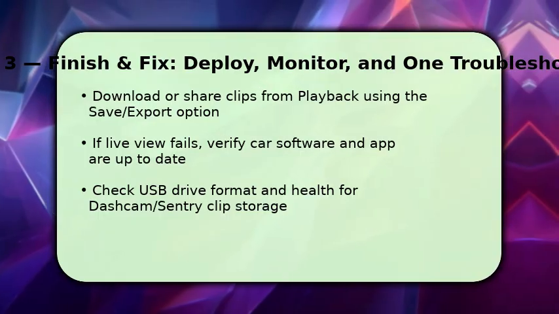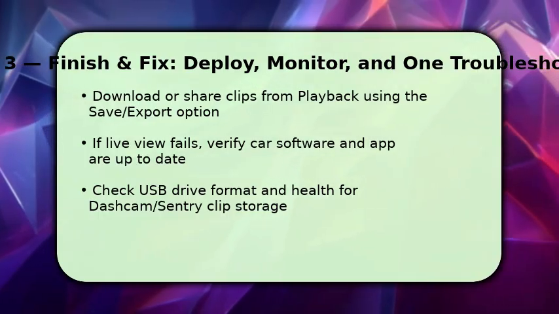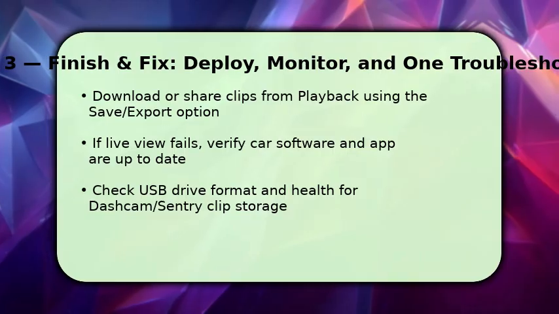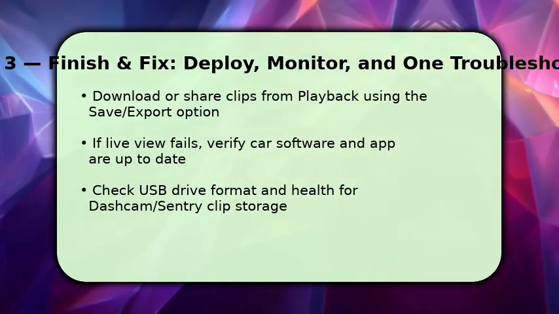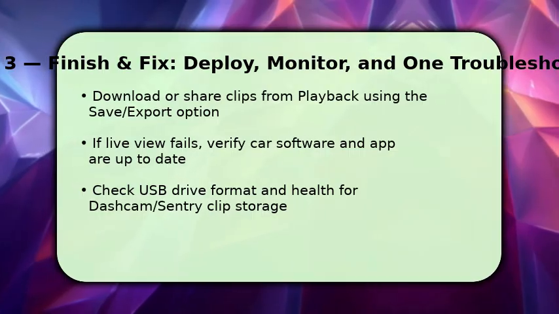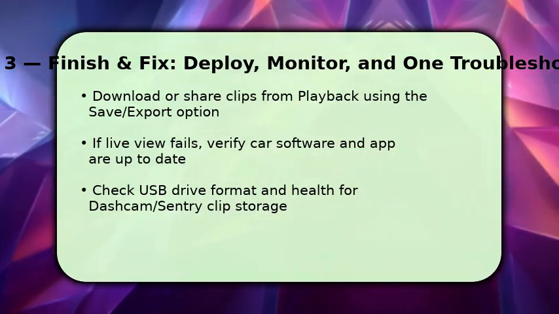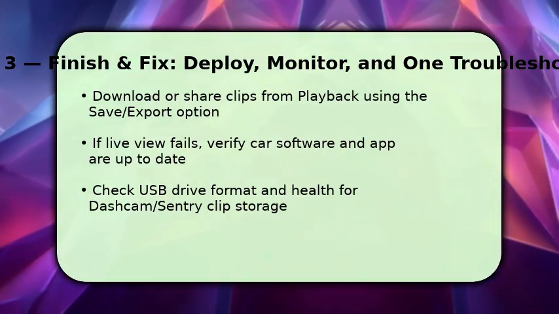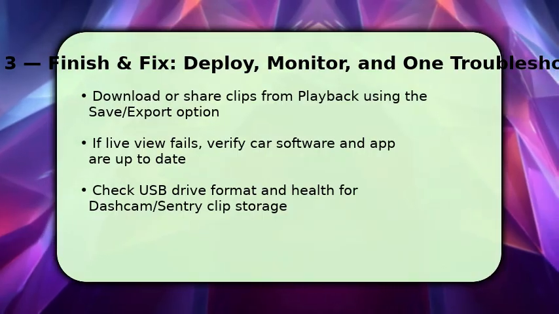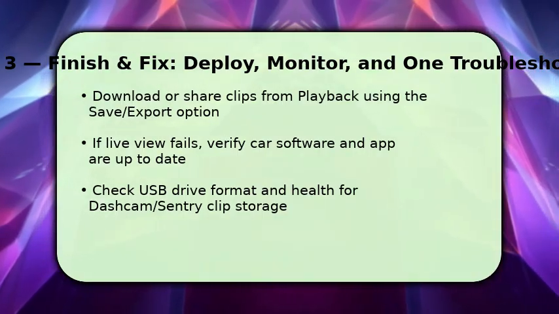If you can't see live cameras, make sure both your app and car firmware are current and the car shows online. Updates fix many connectivity issues. Also confirm your USB drive is properly formatted and healthy for Dashcam storage, because corrupted storage prevents saves. If problems persist, reboot the app and, if necessary, contact Tesla support with timestamps and vehicle details.